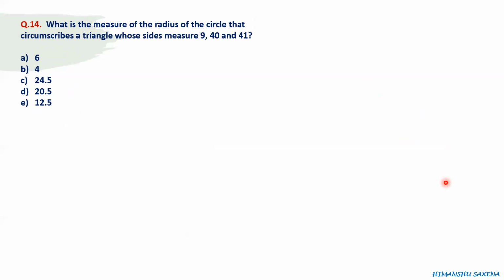Now this is a combination of two concepts which we learned in the previous video. If you remember those two concepts, it's a straightaway 30-second question. You don't need more than 30 seconds to solve this question, or maybe less. So the first concept is that 9, 40 and 41 is a Pythagorean triplet. So the triangle is a right angle triangle, and 41 would be the hypotenuse because this is the biggest side.